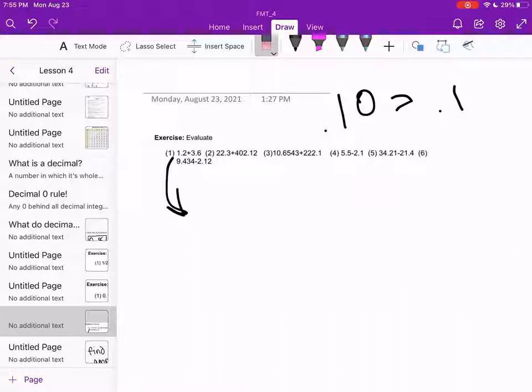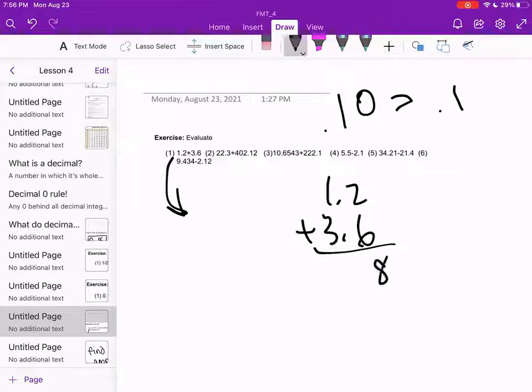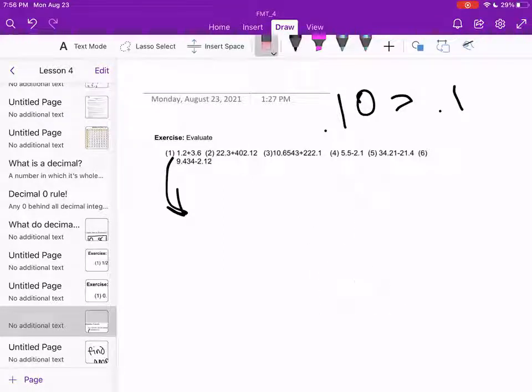So real quick, I'm going to take 1.2 plus 3.6. 2 plus 6 is 8. Remember to pull your decimal down. 1 plus 3 is 4. So my answer is going to be 4.8. And then I'm going to go through this problem real quick.